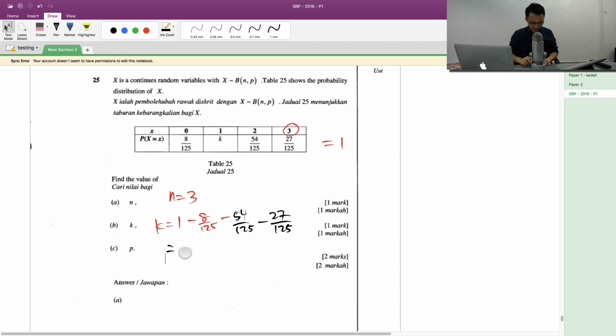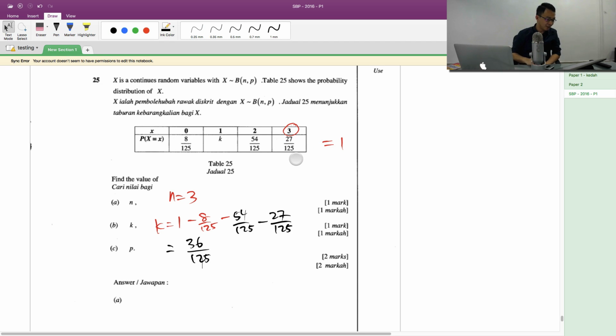So, just minus. So you get 36 over 125. So this one is k, 36 over 125, because all of them summed together need to be 1.